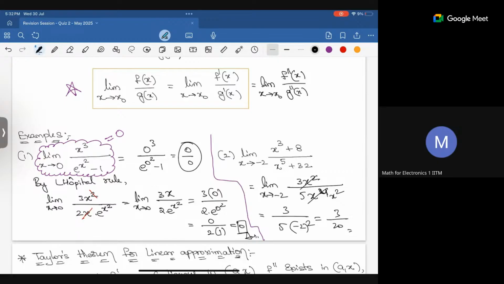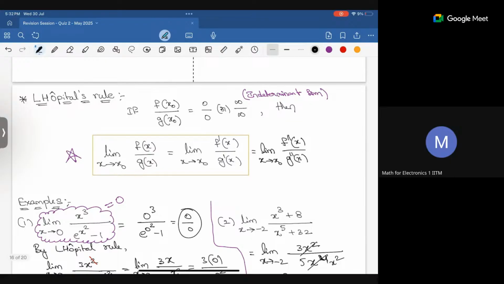Alright, so you are free to use L'Hopital rule as long as you get 0 by 0. Okay, so don't use L'Hopital rule to simplify the numerator and denominator. That's a strong note.